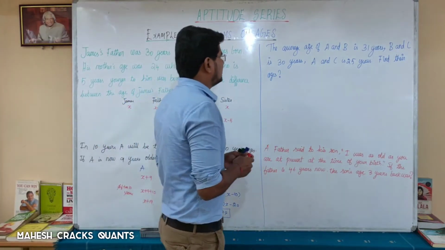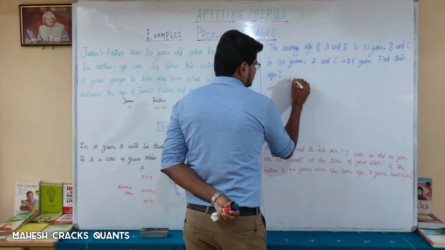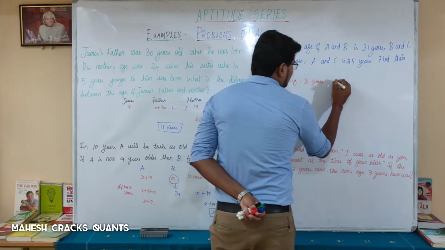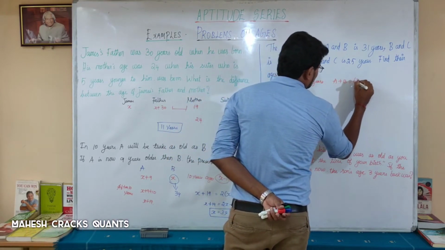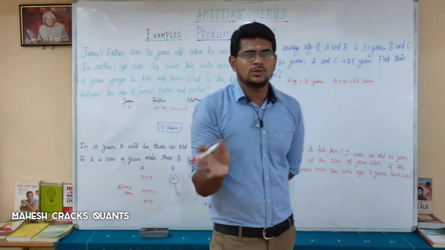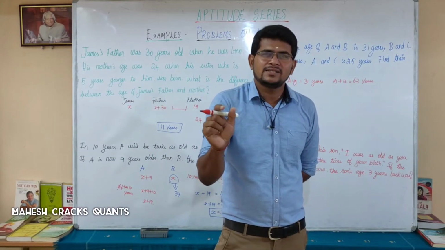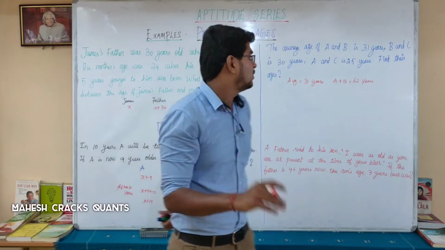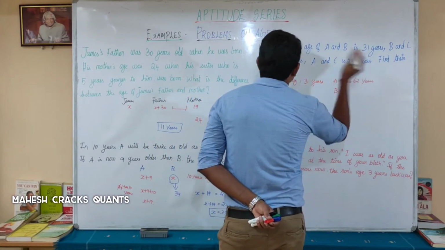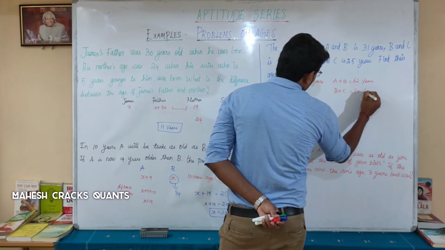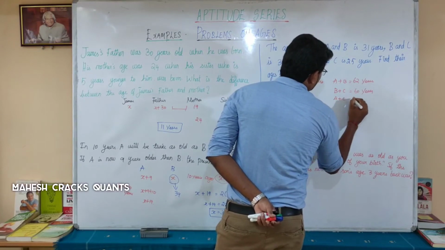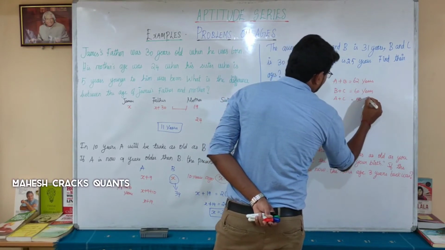Okay. First thing, A and B average is 31 years, which means A plus B will be 62 years. Am I right? Because the average is for both of them. Two members are there, and their average age is 31, so twice 31 is 62. Done. Next, B plus C is the same kind, which is 60 years. And then A plus C is 50 years, because 2 times 25 is 50.